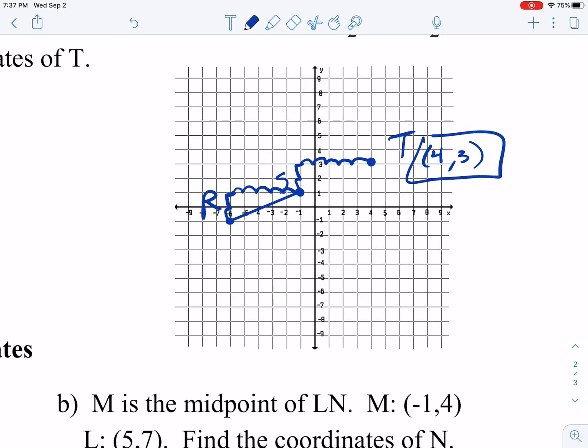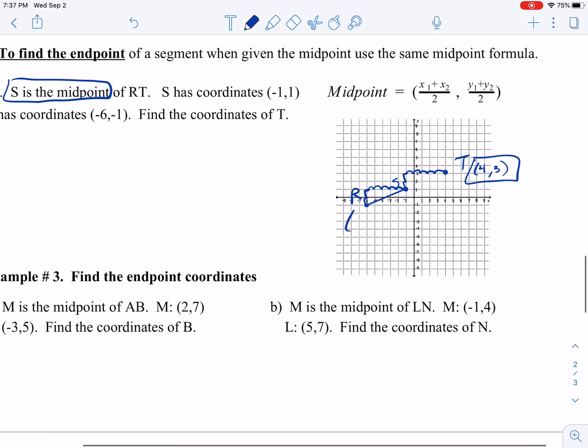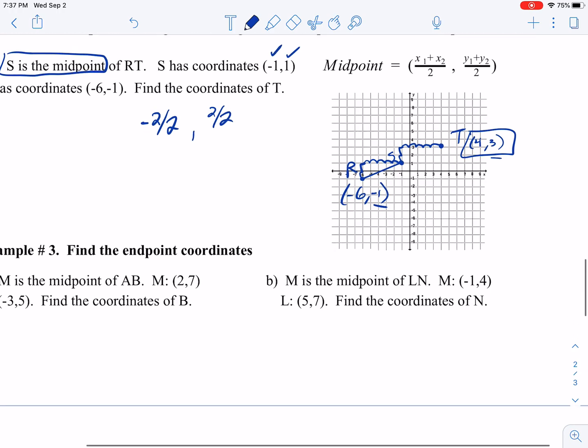+3. If you wanted to check to make sure your coordinates were correct, R is at -6, -1. Just work your averages. -6 plus +4 would be -2 divided by 2 gets you -1. And then a -1 and +3 for your y's gets you 2/2, which is +1.